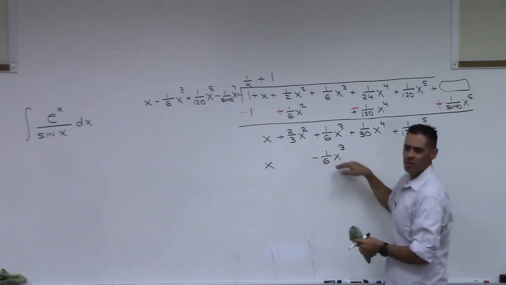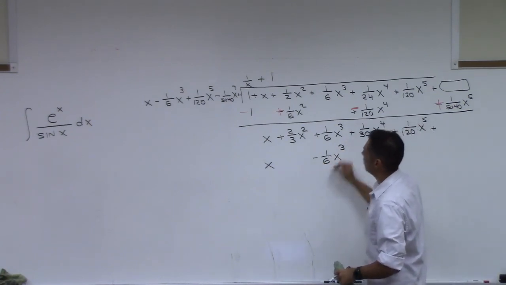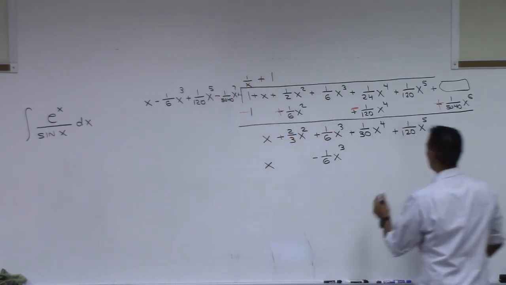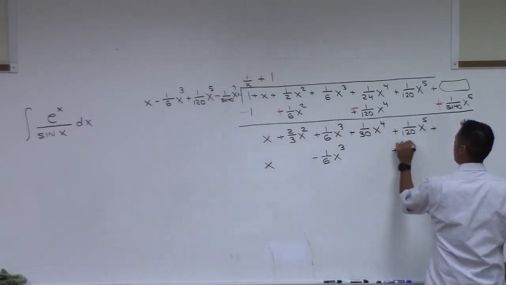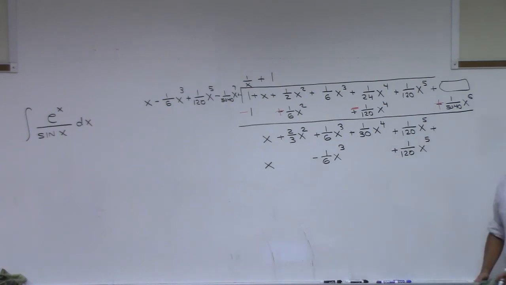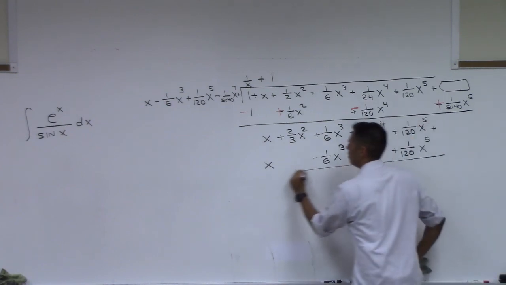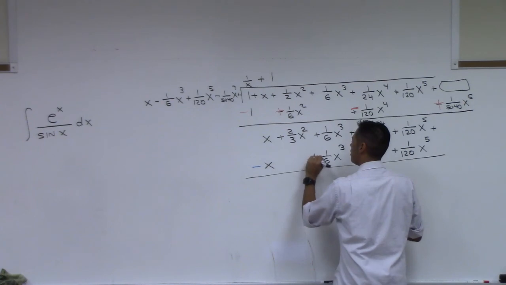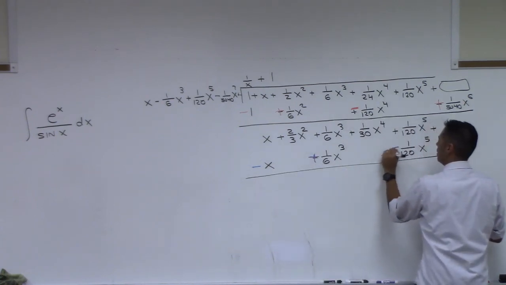Oh, but then I'm going to change the sign and add them, so they aren't going to go away. Here to here. Now, here to here is going to be plus 1 over 120 x to the 5th, and I can stop there, I think. Right? Any questions on that one? Come through and change the signs. Minus, plus, minus, right?